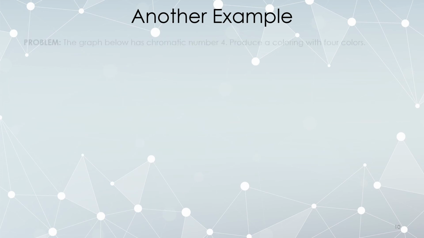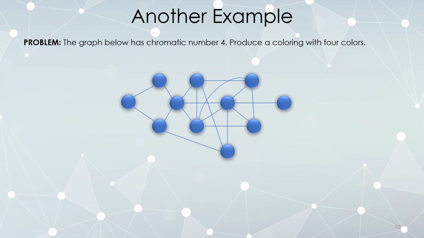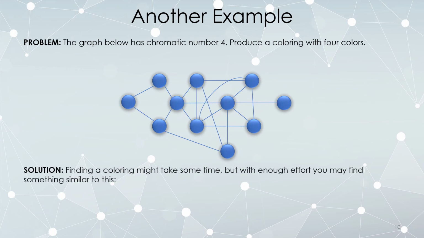Let's take a look at another example. The graph below has chromatic number 4. So pause here and maybe sketch it out. Try to produce a coloring with 4 colors. So it might take you some time.